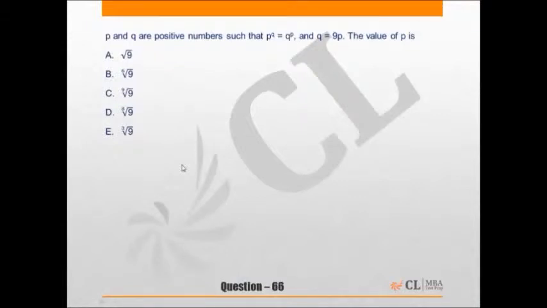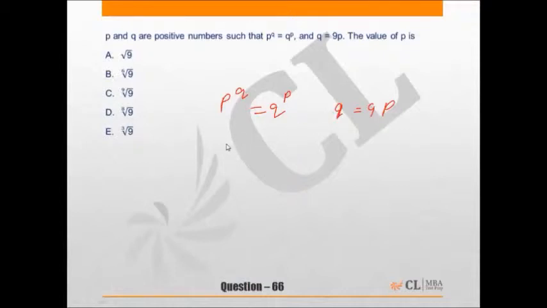This is quite a simple problem. Here we just have to deal with two equations where P and Q are positive integers. In the first equation it is given that P raised to power Q equals Q raised to power P, and the second one is Q equals 9P. We have to find the value of P with the help of these two equations.